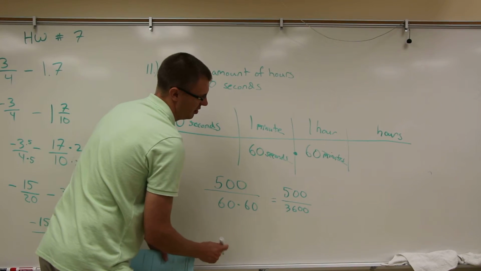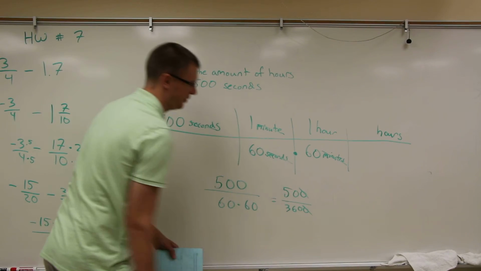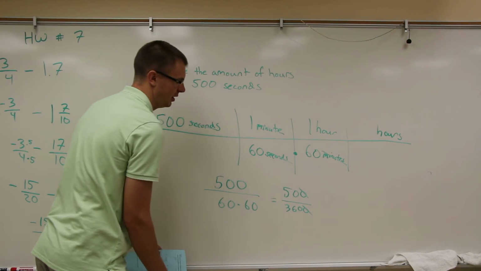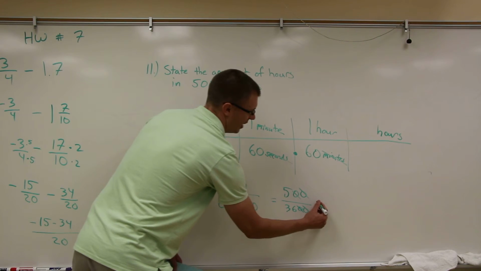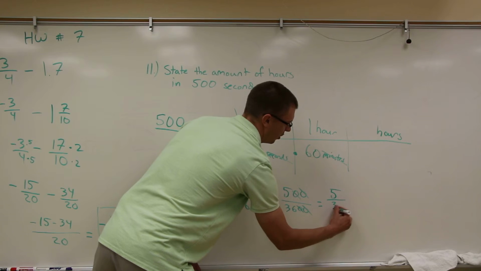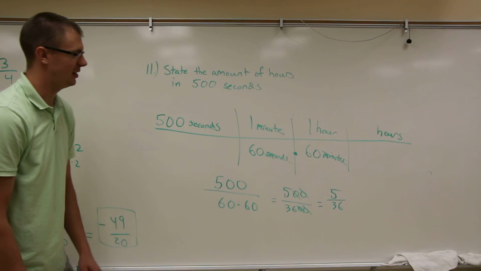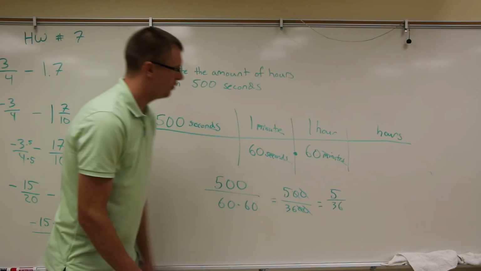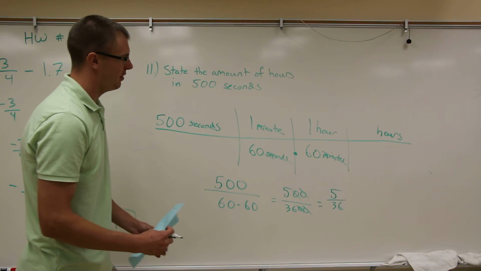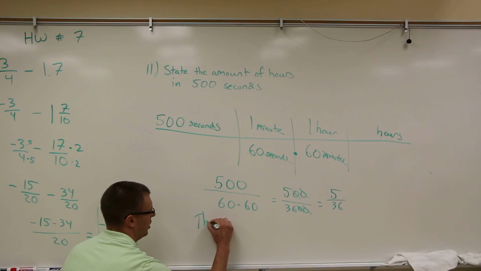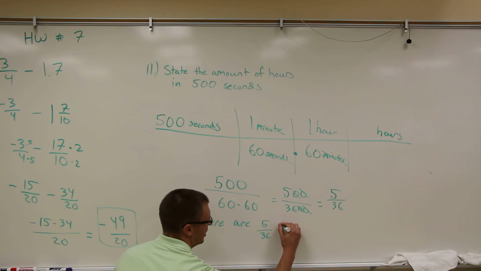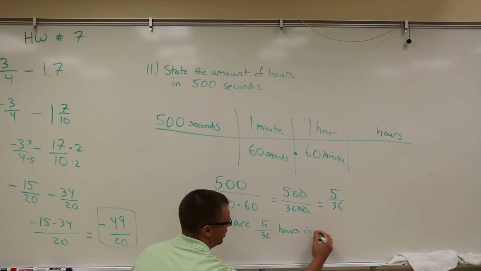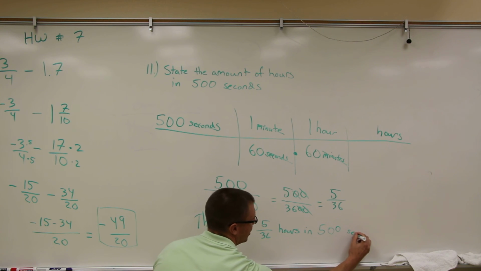I can reduce here by knocking off some zeros. That's the same thing as 50 over 360 if I divide the top and bottom by 10. I can divide the top and bottom by 10 again. 50 over 360, that's the same as 5 over 36. And I want you to answer this in a sentence. We know that there are 5 over 36 hours in 500 seconds. I'll write that down. There are 5 over 36 hours in 500 seconds. There you go.